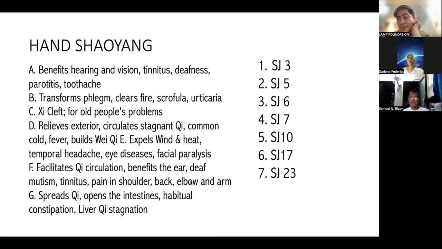Number 6. SJ17. Yung nasa ear dito. Letter A. Very good. Yeah. And SJ23, the last one. I won't call you again later. Letter E.